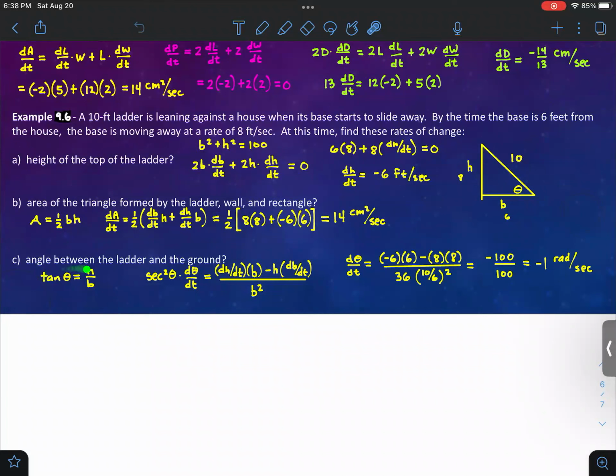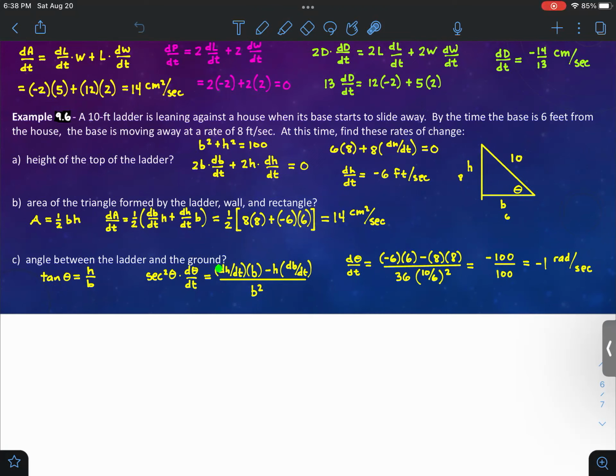Don't be afraid here. It's still the same derivative rules. You guys mastered them. You aced the quiz. So tangent theta becomes secant squared theta, just multiply in d theta/dt. H over b, you can see, I'm going with quotient rule here. All right. The rest is algebra, but there's some little triggy stuff here.